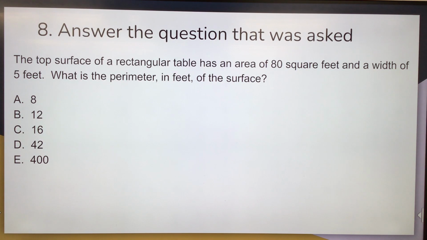Here's another tip. Answer the question that was asked. So for an ACT question, the top surface of a rectangular table has an area of 80 square feet and a width of 5 feet. What is the perimeter in feet of the surface? Did you say 16? 16 is the length, but the question is asking for the perimeter. So make sure that you answer the question that is being asked.